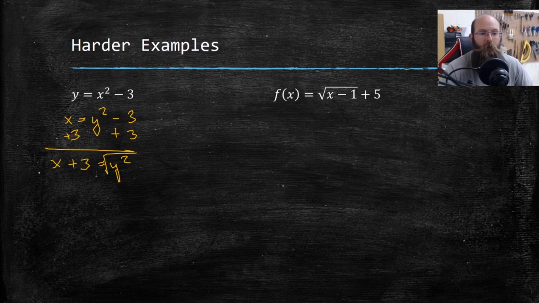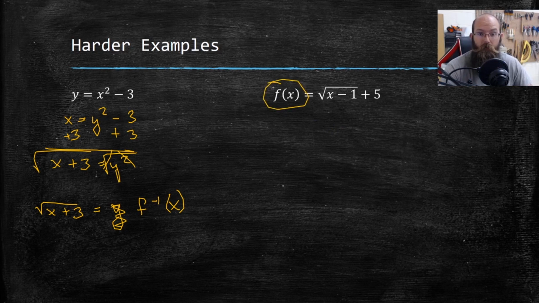So I square root both sides. And when I square root something squared, they actually cancel each other out, and I'm just left with my y. But remember, it's actually my inverse function. Now this one's a little bit different. Instead of that f of x, I know I need to put a y in there. So I'm going to just swap out my f of x with a y.